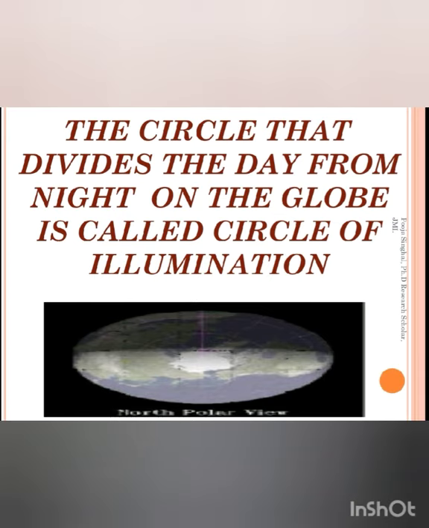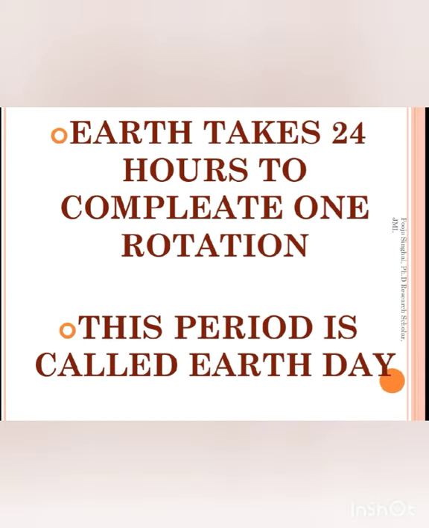Now this you need to understand first, that this circle of illumination which we were talking about divides day from night on the globe or on the earth. So this circle does not coincide with the axis, right? It does not coincide with the axis.